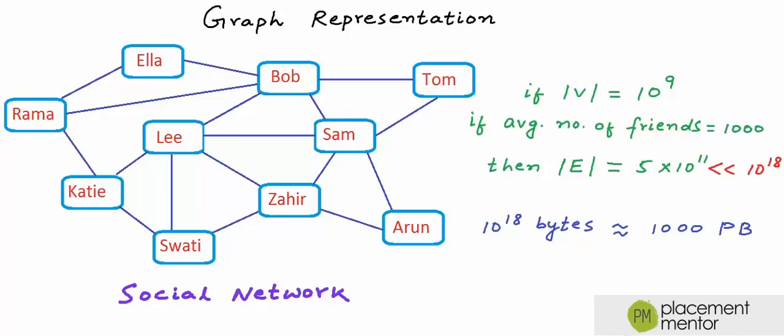This much data would never ever fit on one physical disk. 5 into 10 to the power 11 bytes, on the other hand, is just 0.5 terabytes. A typical personal computer these days would have this much storage. So as you can see, for something like a large social graph, the adjacency matrix representation is not very efficient.